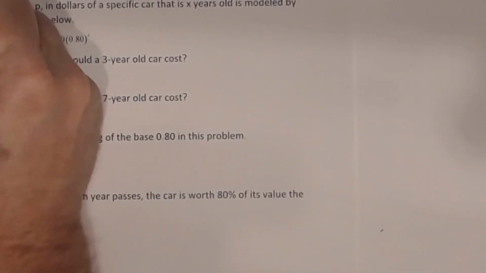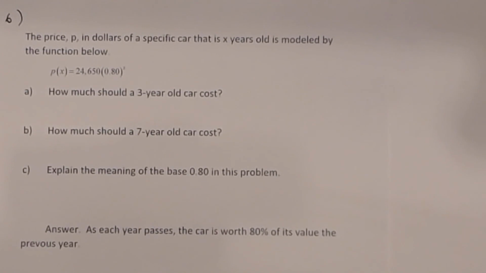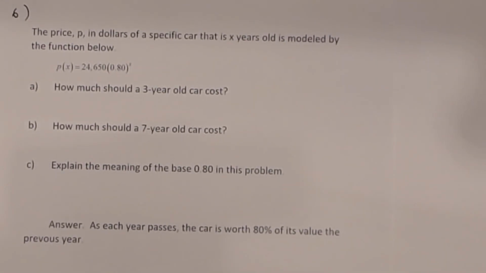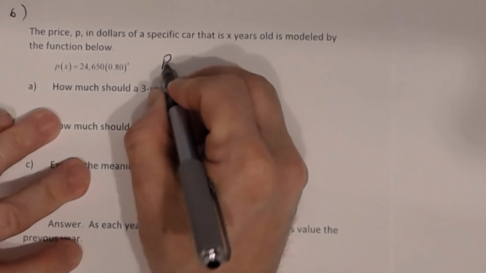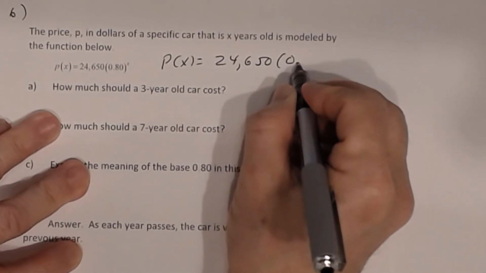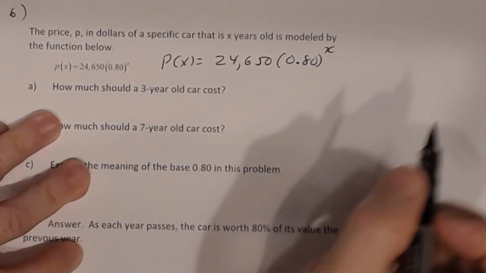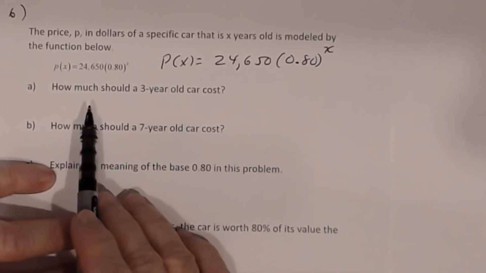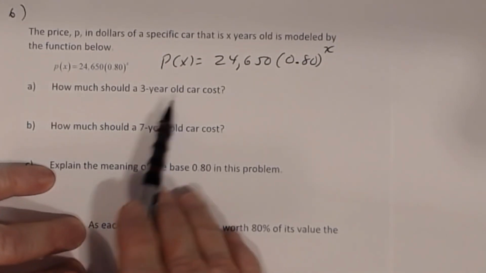Let's look at number 6. All right, so number 6. So it says this: the price P in dollars of a specific car that is X years old is modeled by this function. I'm going to go ahead and write the function over. So P of X equal 24,650 times 0.80 to the X power. All right. And then it says this. So it says, how much should a 3-year-old car cost?